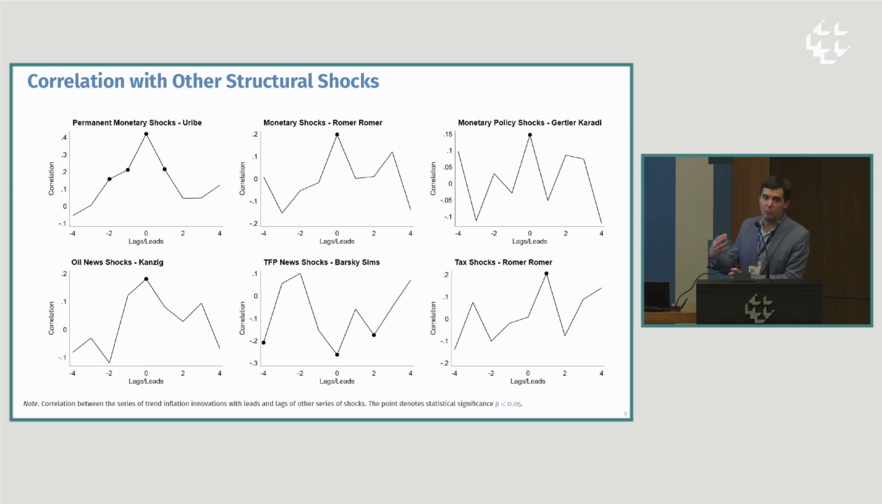But it's not only picking up monetary policy, it's also picking up oil supply news shocks. So oil supply can also have an effect on trend inflation. We also have TFP shocks. One can think that a persistent shift in TFP is also negatively correlated, so an improvement in TFP lowers inflation. And it's also positively correlated with tax shocks from Romer and Romer. So this is more or less the evidence. Again, our interpretation is that this innovation to trend inflation is capturing different structural shocks, and what we're going to see is how the origin of the shock matters for driving the results that we're going to get.